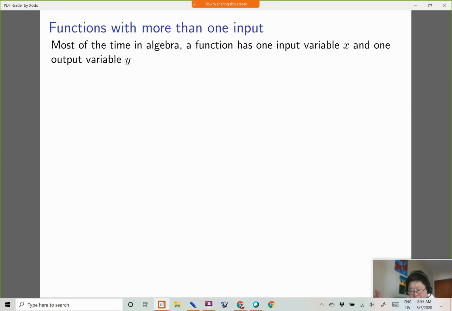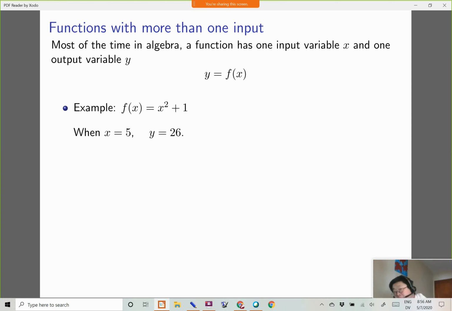Now, most of the time in algebra, we present a much simpler version, because there's enough going on there. Our functions in algebra class, and almost entirely throughout calculus, tend to have one input variable and one output variable. Just as a general setup, we say y equals f of x. As a specific example, f of x equals x squared plus 1. When the input is 5, the output is 26, right? 5 squared plus 1 gives 26. When the input is 10, you get 101 as the output.